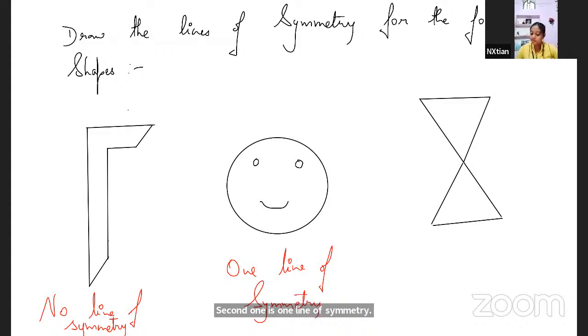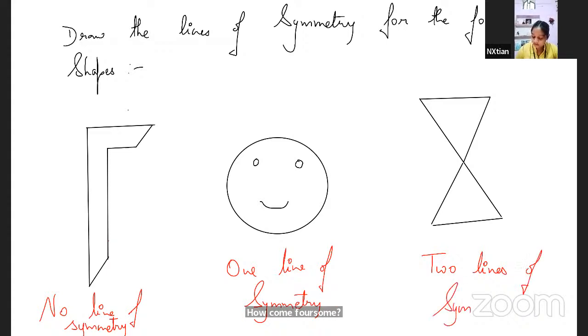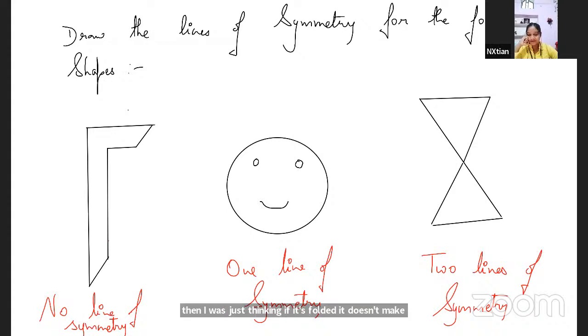And the third one has four lines of symmetry. Two. No, two lines we have. Okay. How come four, Simeon? Because there is one... wait. No, actually, it's only two lines. I was thinking along one diagonal, but then I was thinking if it's folded, it doesn't match. It doesn't cover completely.